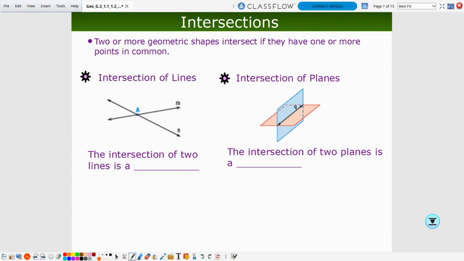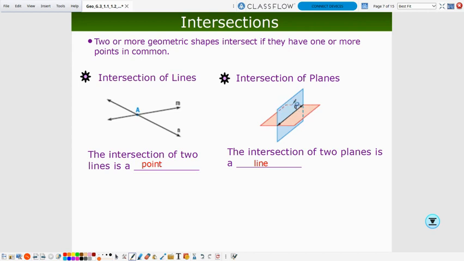We can have intersections. Two or more geometric shapes intersect if they have one or more points in common. Anytime we have two intersecting lines, they intersect at a point. Line M and line N intersect at point A. When two planes intersect, they intersect at a line. So the red plane and the blue plane intersect at line Q.